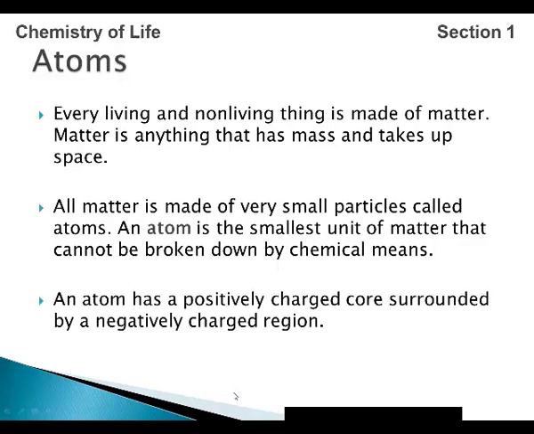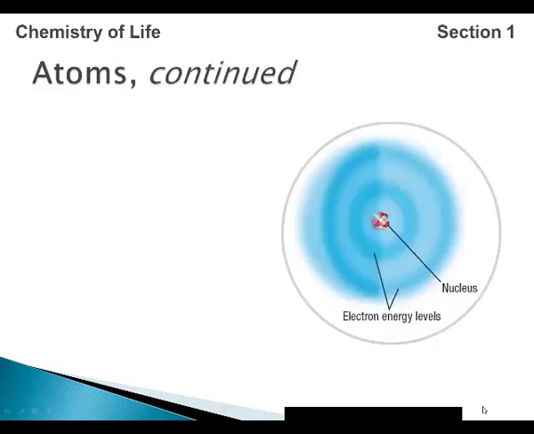An atom has a positively charged core, and it is also surrounded by a negatively charged region, and we'll get into what makes up that positively charged core and what makes up that negatively charged region around the outside of the core. So this picture is an illustration of an atom. It shows the central region of the atom being the nucleus, and then there are electron energy levels around the nucleus. This is called the electron cloud. This is the area in which all electrons orbit around the nucleus.